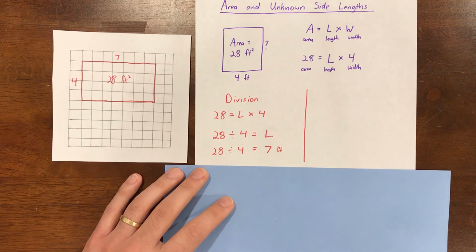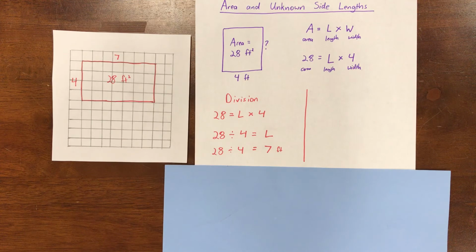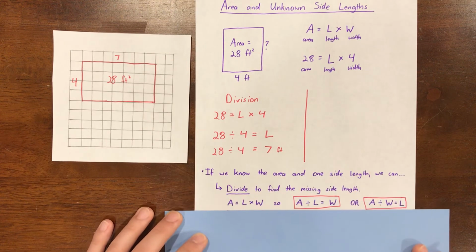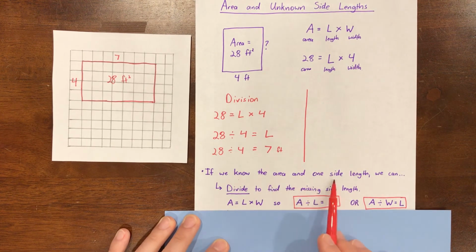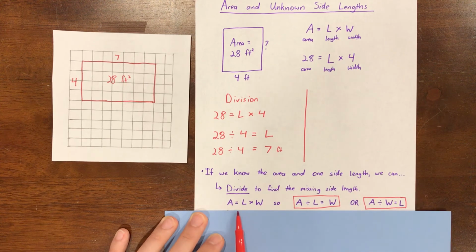Okay, what did we just do to find that missing length? Say it out loud. I bet you said something like this. Read it with me. If we know the area and one side length, we can divide to find the missing side length. Area equals length times width, so area divided by length equals width, or what we did was area divided by width equals length.